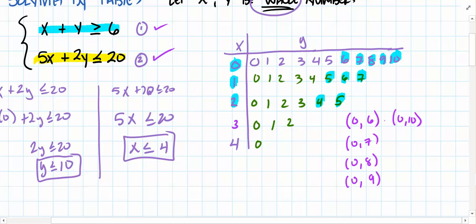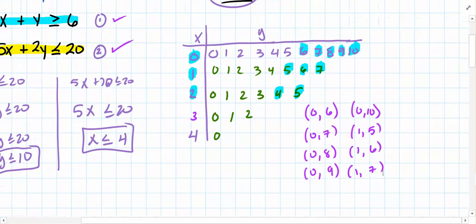Give me another pair that would work. 1 what? 1, 5. Give me another pair that would work. 1 what? 1, 7. Good. Give me another pair that would work. 2, 4. And then what? 2, 5. Good. And that's it. Those are the only pairs that would work.